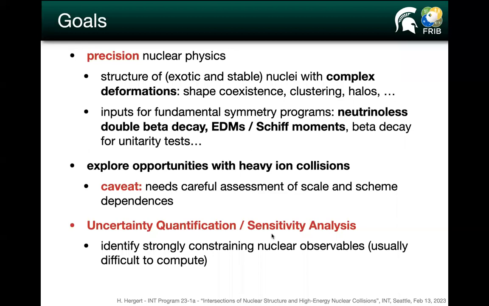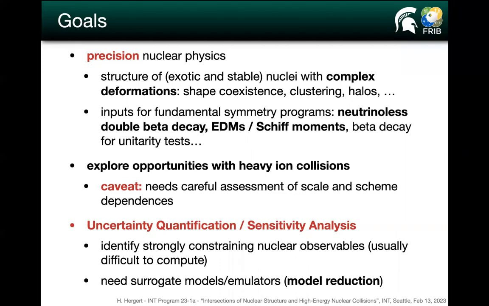And then a big thing that I sort of touched upon is that we really want to be able to perform a systematic uncertainty quantification and sensitivity analysis. So ideally, we want to identify nuclear observables that can be strongly constraining on the nuclear forces. But there's my little corollary to that: usually the quantities that are most constraining are also the ones that are most difficult to compute for us. So they will require lots of computing power, and there will be many steps in the calculation.